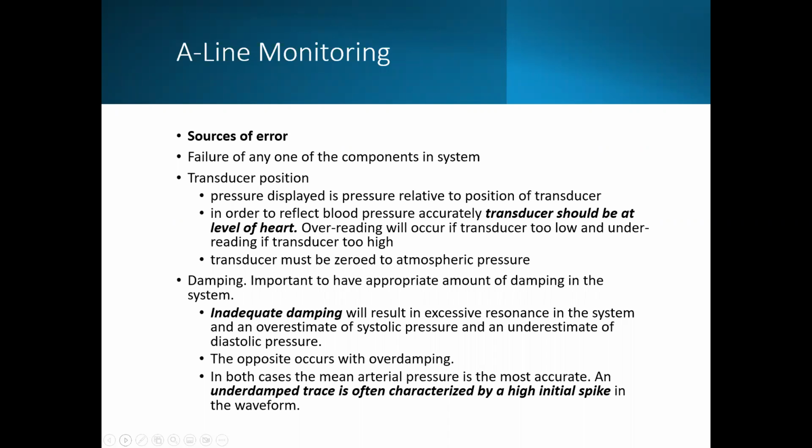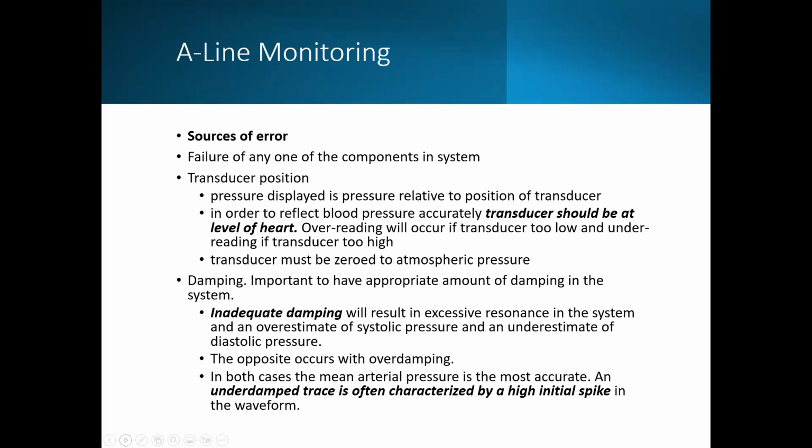If it helps you, think of it this way. If the transducer is too low, it's going to overread, it's going to overestimate. So think of it as the opposite: it's low, but it's going to read high. And if the transducer is too high, it's going to underread. So it's kind of the opposite of what you might think on the surface. The transducer must be zeroed to atmospheric pressure before the monitoring begins.